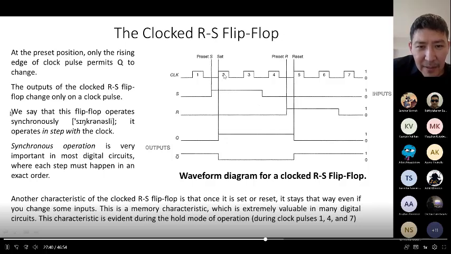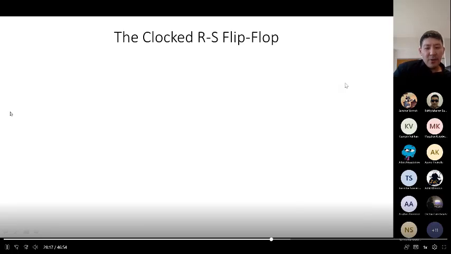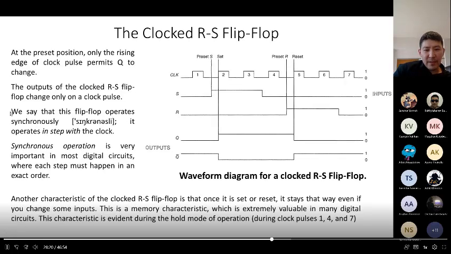You can see that on the clock input we have some signals here, 3, for example, 2, this part, 3, and it doesn't affect the output, right? Similar with the 4, 7. This is a memory characteristic, which is extremely valuable in many digital circuits. The characteristic is evident during the hold mode of operation. So you can see that 1, also 4 and 7, are hold mode operation. Okay, so that was the waveform diagram.